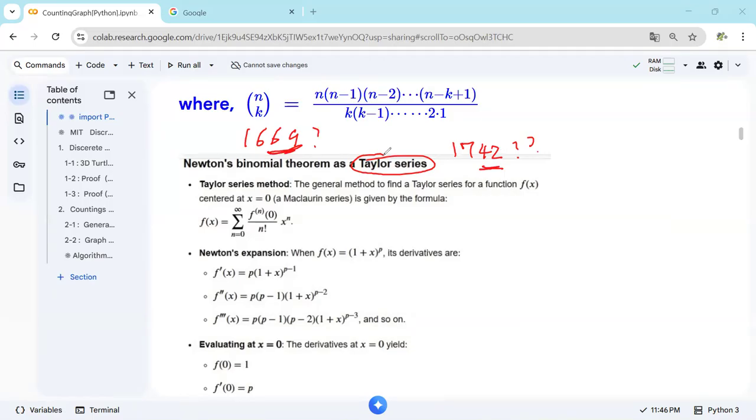And Taylor is a mathematician. Taylor introduced the Taylor series, but this Taylor series is in fact exactly equal to Newton's binomial theorem. From Newton's binomial theorem, he derived this kind of summation. So I think this is okay.